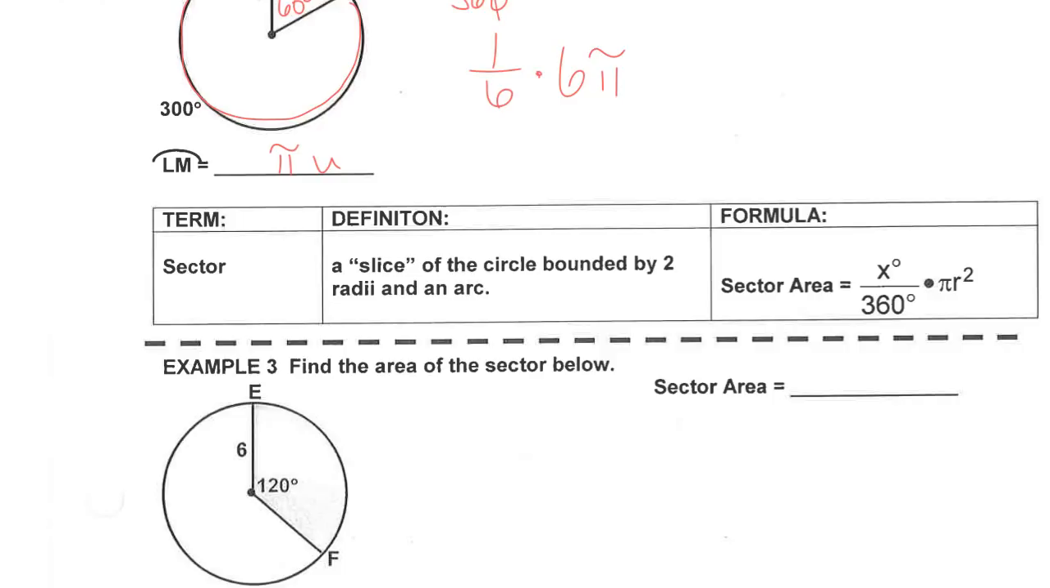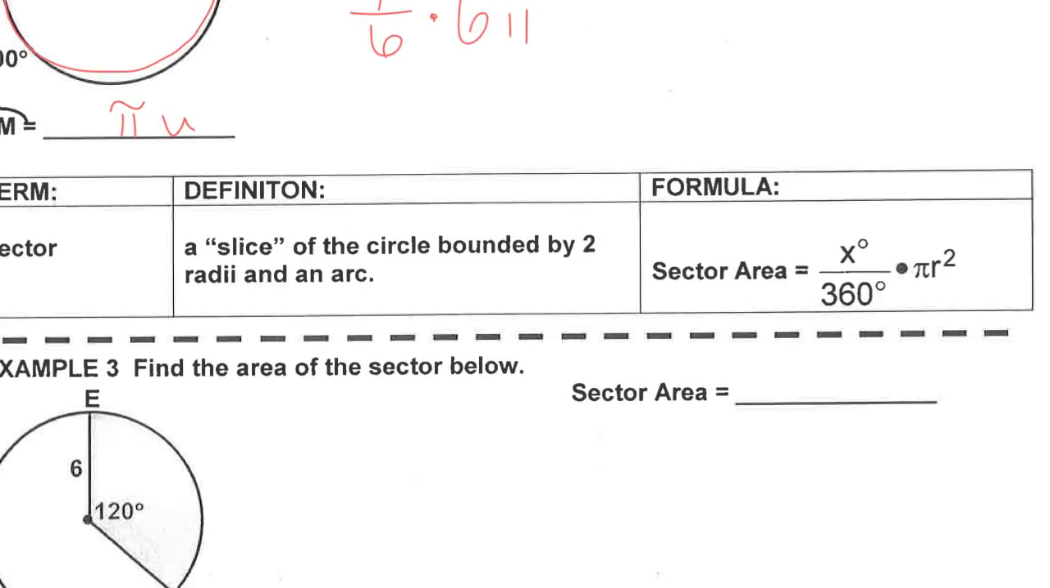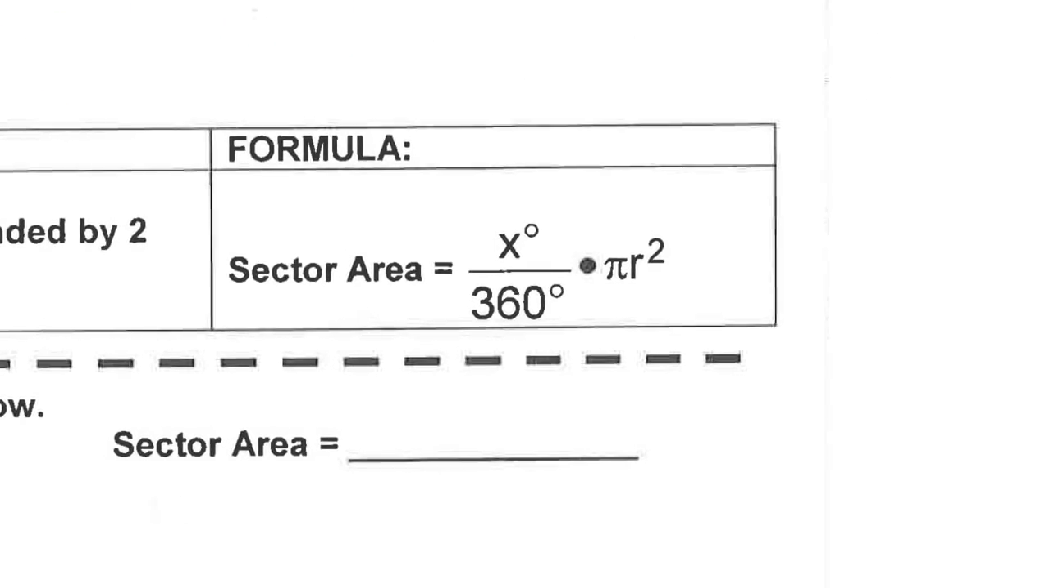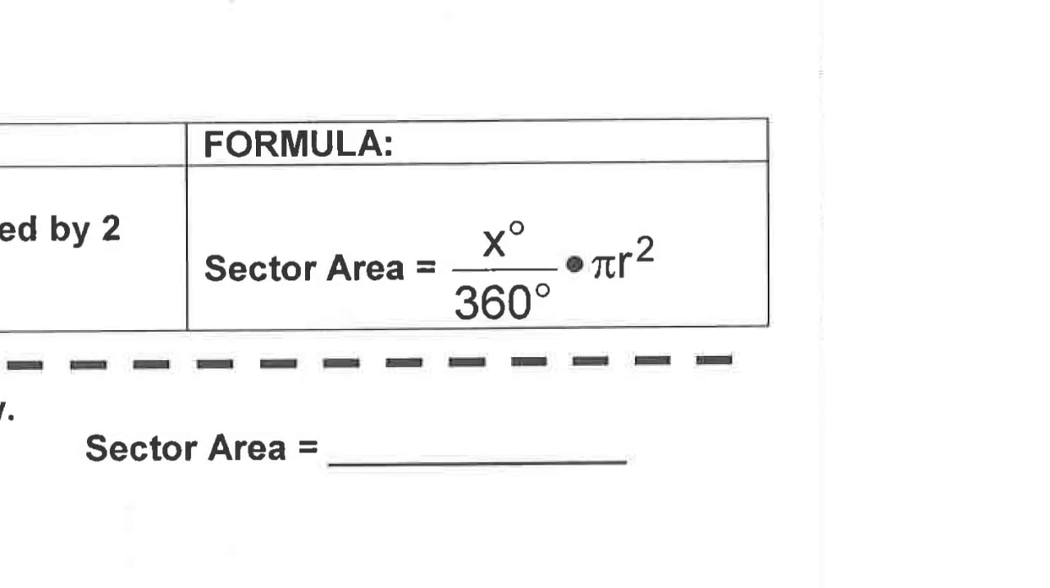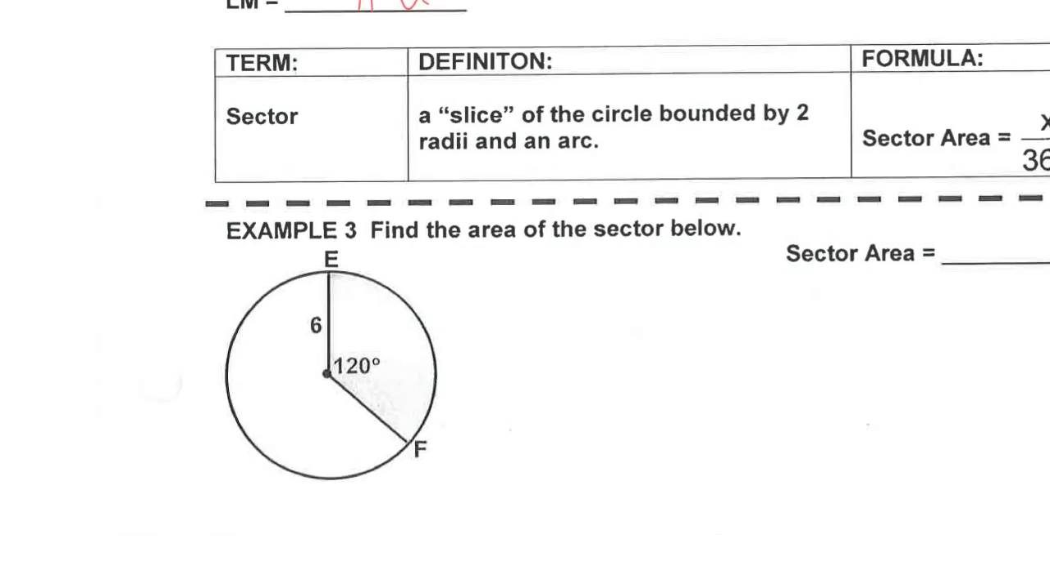This is like finding the area of a slice of pizza. It's sort of like a triangle, but it has that curved part. The way to find it is very similar to the last one. To find the area of a sector, you take your x, your central angle, over 360, but this time, instead of circumference, use the area formula. So it's basically the same thing.